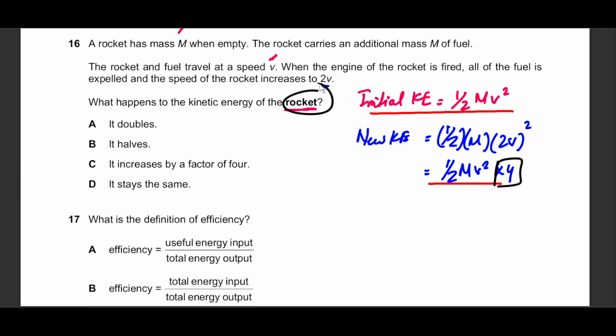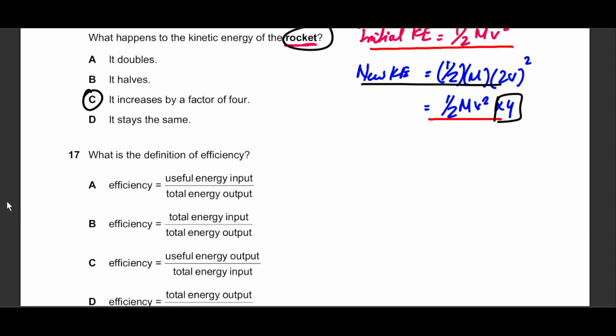And since it's only about the rocket, we're not interested in the fuel. So I've talked about the rocket only. So it increases by a factor of 4.